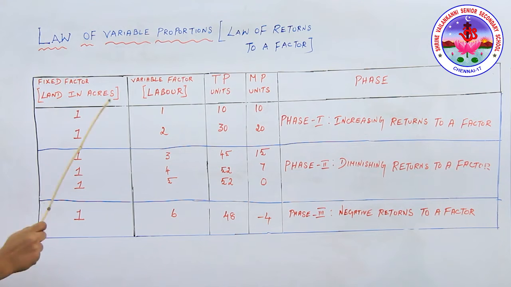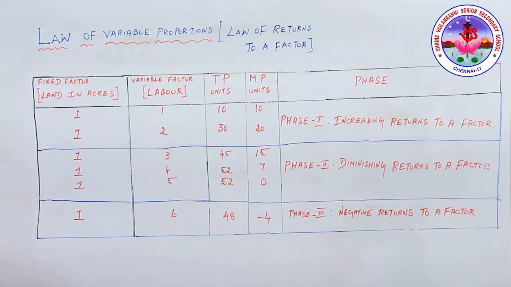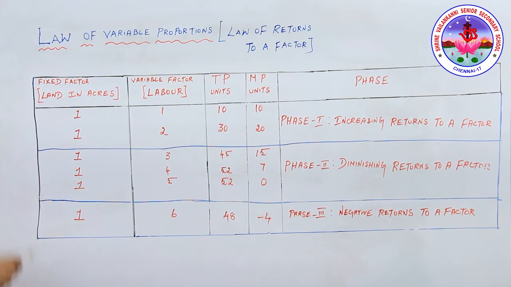Yes, so in the second phase, every additional variable factor adds a lesser and lesser amount of output. Okay, what do you mean by that? The TP will increase at a diminishing rate and MP falls with an increase in the variable factor.